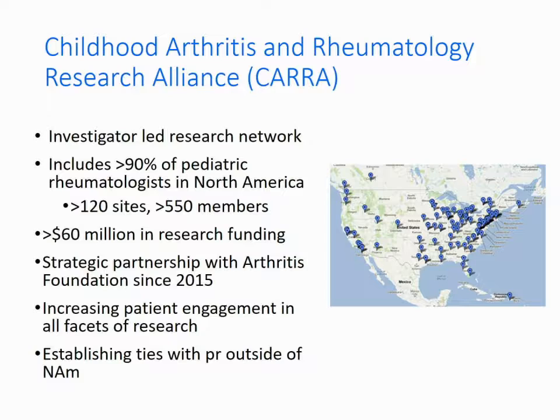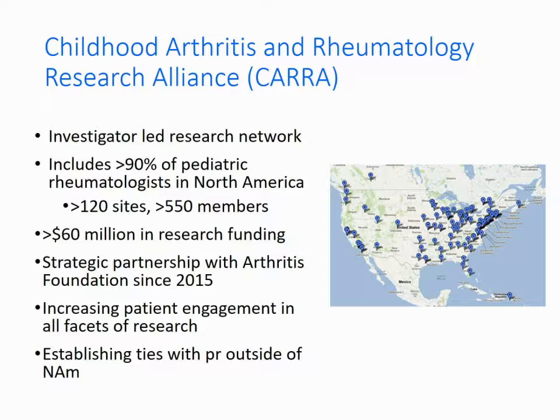We have strategic partnerships with the Arthritis Foundation since 2015, which has really led to us being able to do the registry. The first CARRA registry had 10,000 patients in it. Most of it was juvenile arthritis, 6,000, and it had close to 400 localized and 64 systemic. That is the world's largest pediatric rheumatology research database, okay?